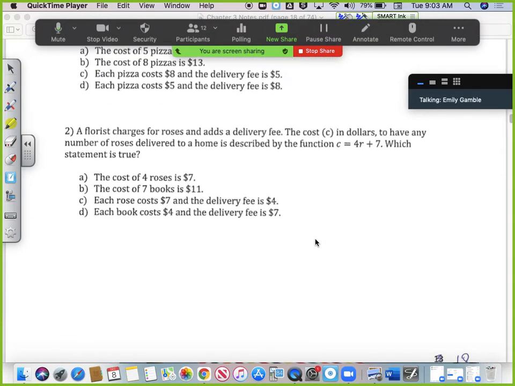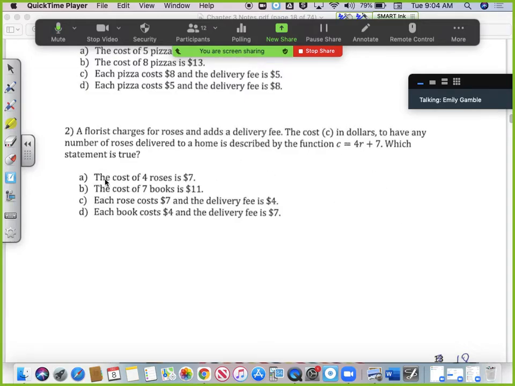And then we're going to do this last one together, and then one more thing for today, and that'll be it. A florist charges for roses and adds a delivery fee. These are all very similar. The cost C in dollars to have any number of roses delivered to a home is described by the function C equals 4R plus 7.